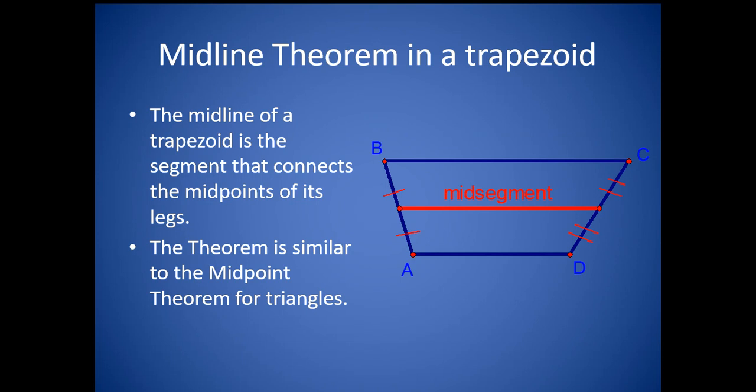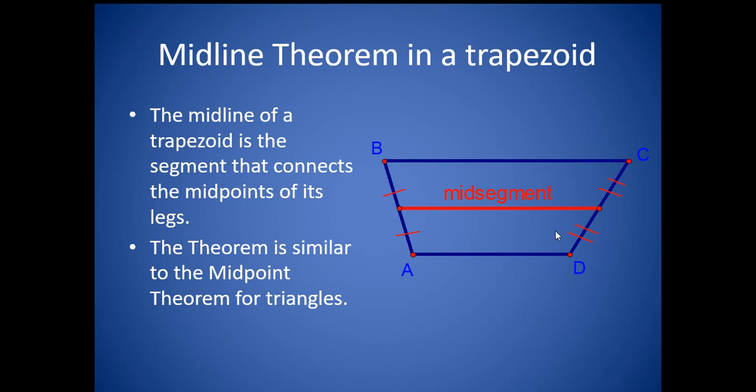It's similar to the midline or the midsegment in a triangle. The midline of a trapezoid is the segment that connects the midpoints of its legs. If I have this trapezoid ABCD, and I take the midpoint of AB and the midpoint of DC and I join them, this segment is called the midsegment.